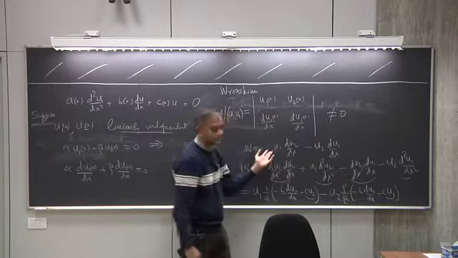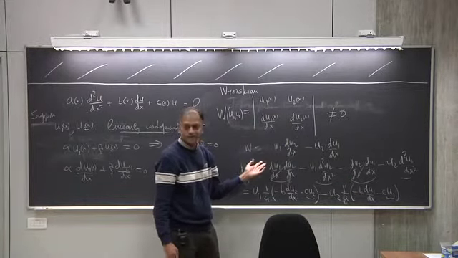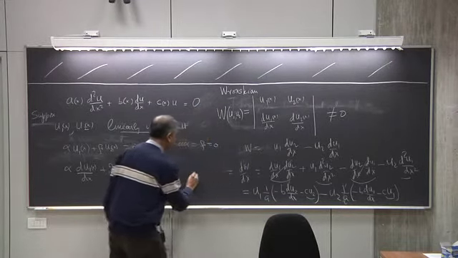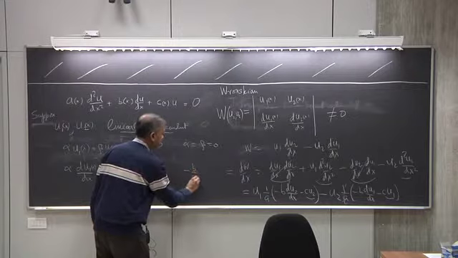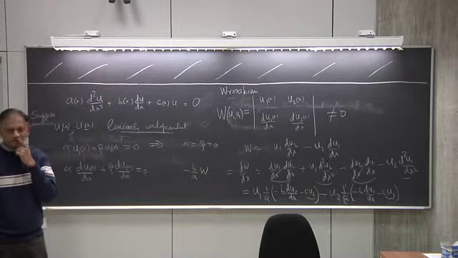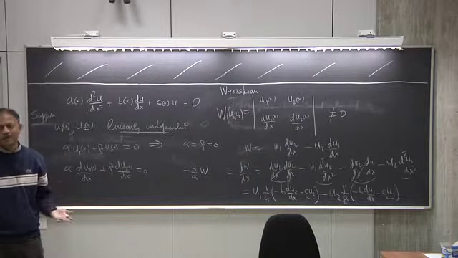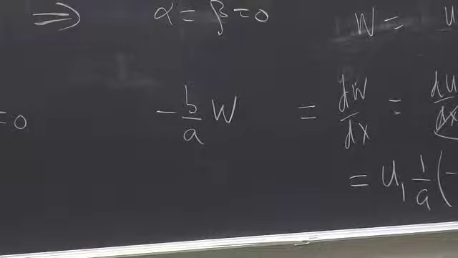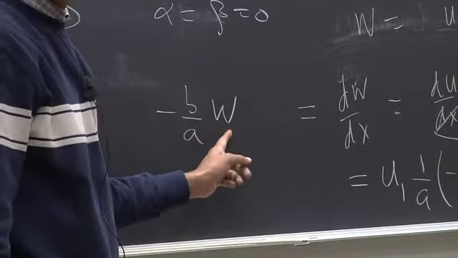But that was the Wronskian itself, so times minus b over a, right? So what we are saying is that this is equal to minus b over a times W. So we are seeing that W satisfies a first order differential equation, right? So dW by dx is minus b over a W.